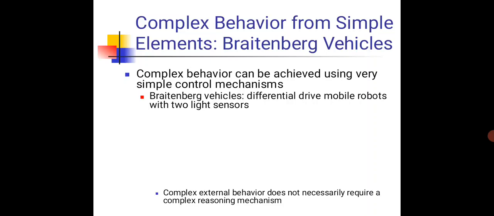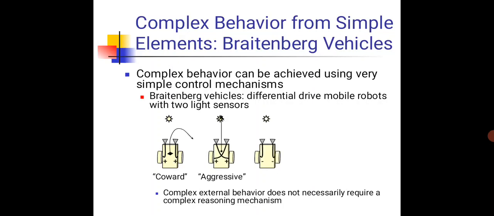Coming to complex behavior from simple elements, these are called Braitenberg vehicles. Complex behavior can be achieved using very simple control mechanisms. These are differential drive mobile robots with two light sensors. So complex external behavior does not necessarily require a complex reasoning mechanism. You can see here from the figure, we define coward, love, aggressive, and so on. It's a behavioral aspect.